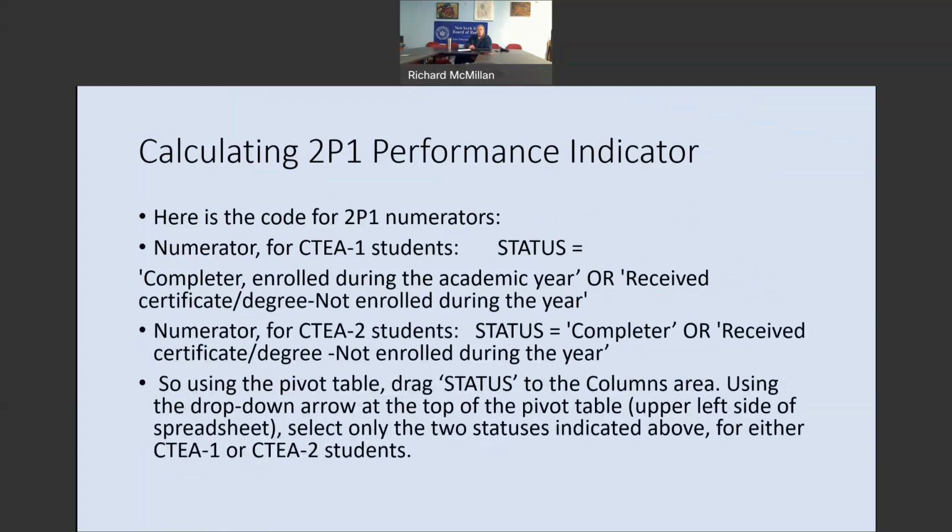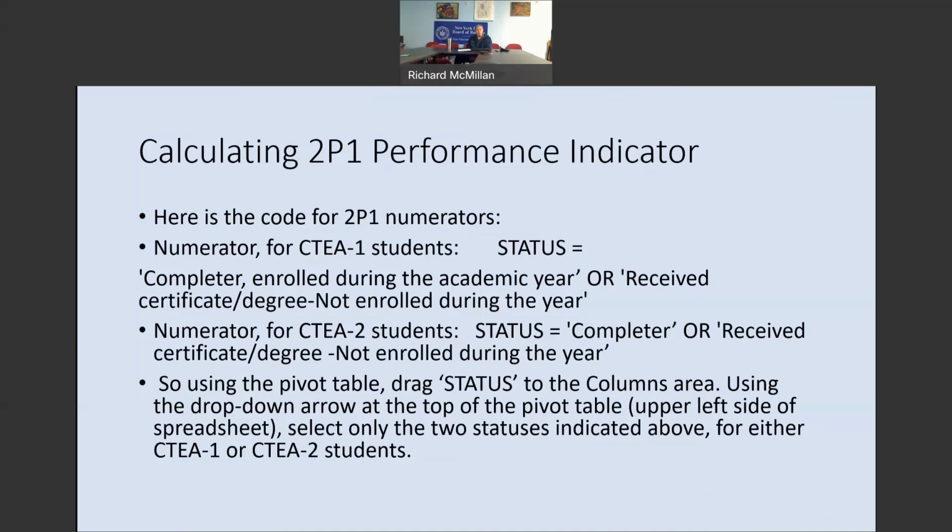Here is the code for 2P1 numerators. The numerator for CTEA 1 students for 2P1: the status should equal either completer, enrolled during the academic year, or received certificate or degree, not enrolled during the year. The numerator for CTEA 2 students is status equals completer or received certificate or degree, not enrolled during the year.